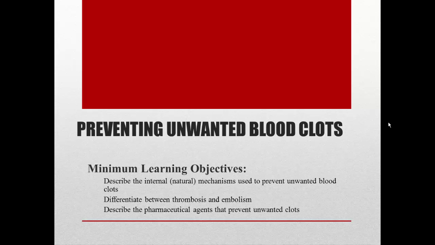So in this video lecture, we're going to look at preventing unwanted blood clots, kind of related to our previous lecture on hemostasis. So we'll look at different ways to control blood clot size. We'll look at the natural or internal mechanisms that prevent unwanted blood clots, and also then compare thromboses and embolisms and how they relate to unwanted blood clots. And finally, some of the drugs that we use to prevent unwanted clots and how they work.